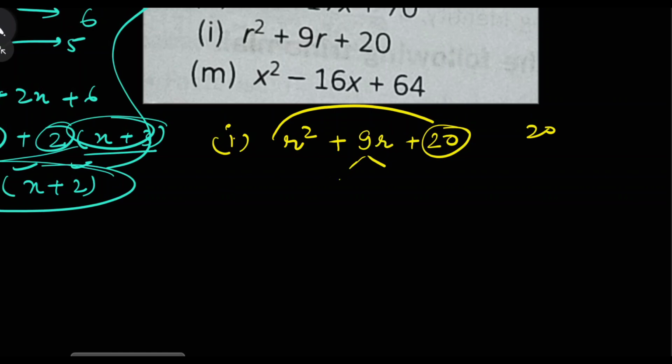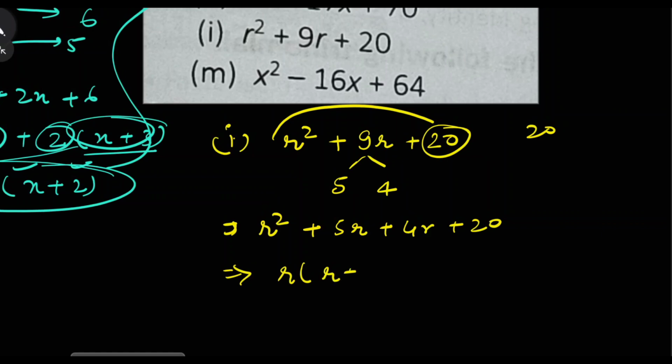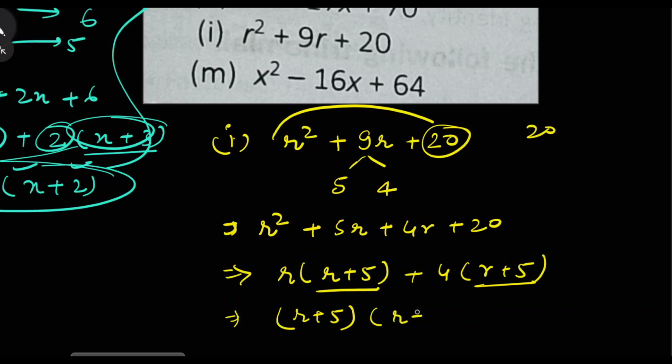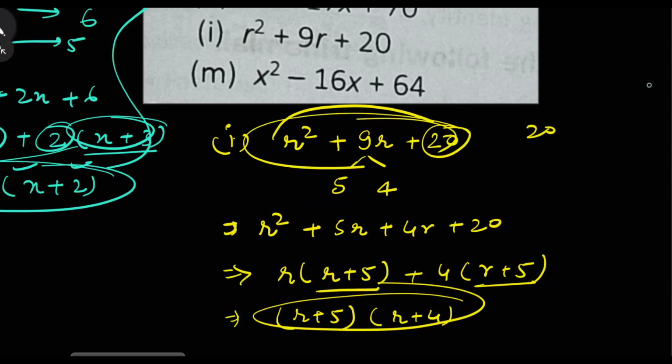So we are going to split it into 5 and 4. So we will have r square plus 5r plus 4r plus 20. Taking r as a common, r plus 5; 4 as a common, r plus 5. Here it is the same, so we will have r plus 5 as a common, and we are left with r plus 4, and this is the factor of this problem.